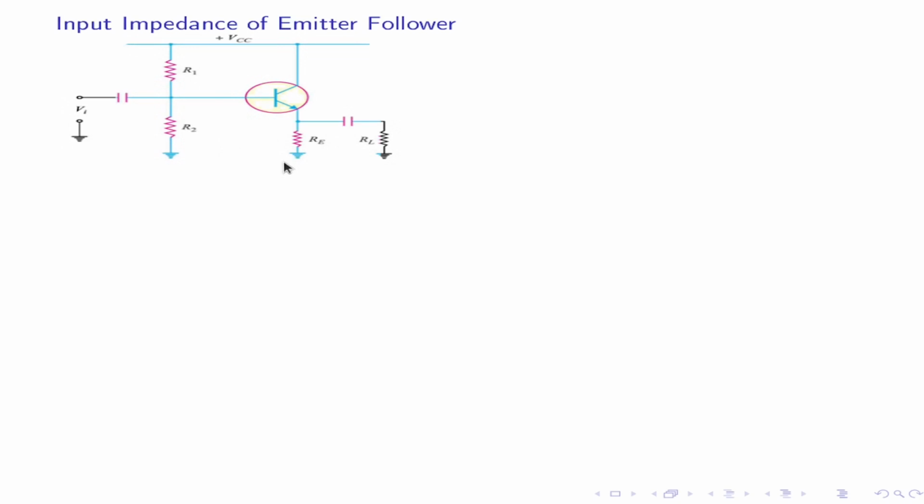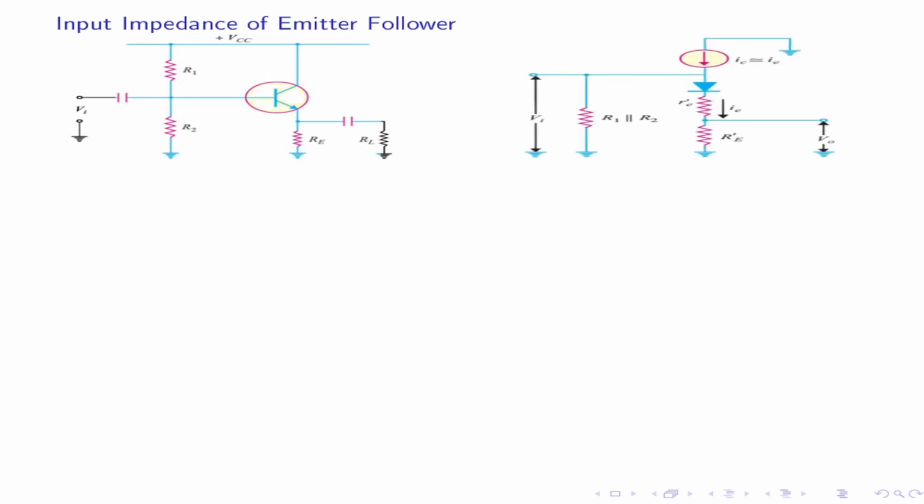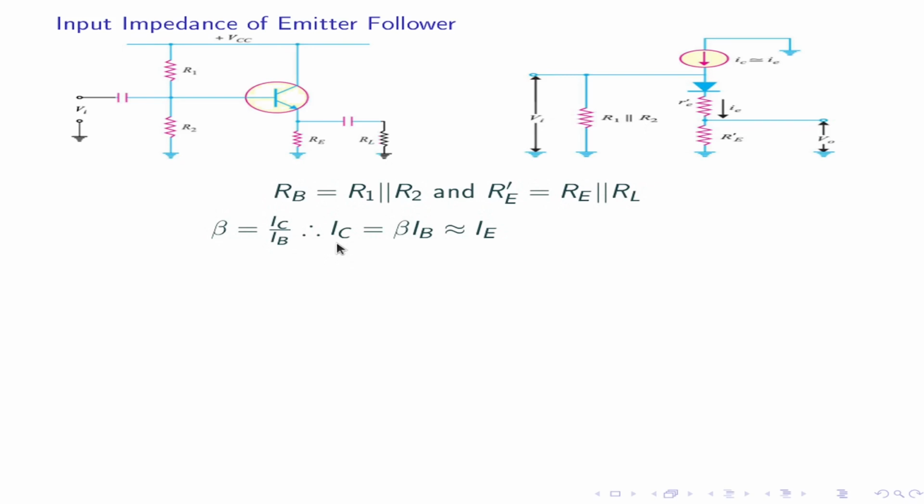Input impedance of emitter follower. This is an emitter follower with a load RL. This is the equivalent circuit with RE prime as the emitter resistance. RE prime is RE parallel RL. R1 parallel R2 is the base resistor RB, and beta is current gain. Beta is IC by IB. Therefore, IC is equal to beta IB, that is approximately equal to IE. VB is VBE plus VE.